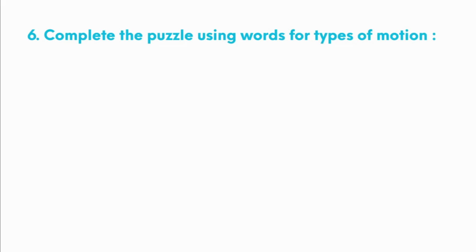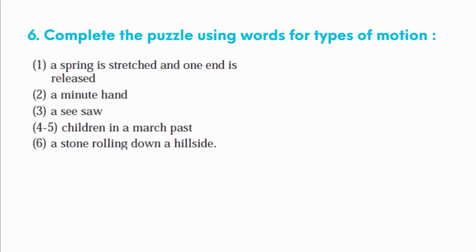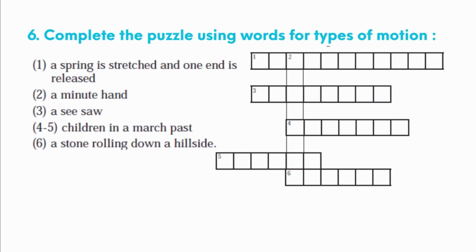Complete the puzzle using the words for types of motion. They have given some puzzle and some numbers and the description of that motion has been given and we have to write what kind of motion it is.